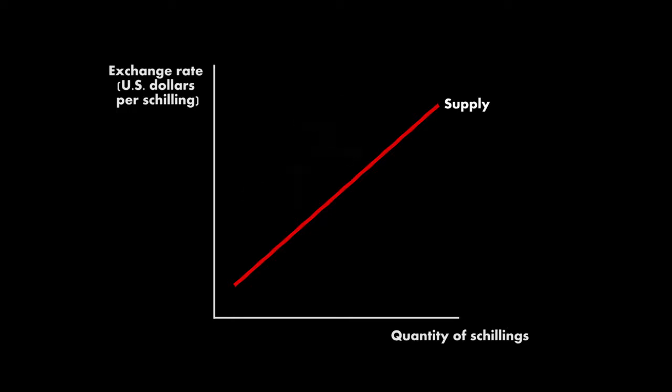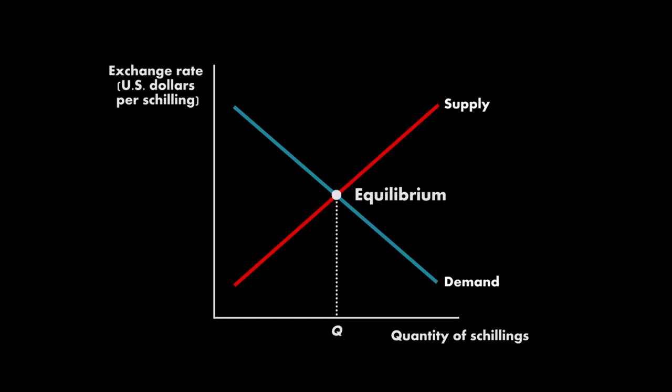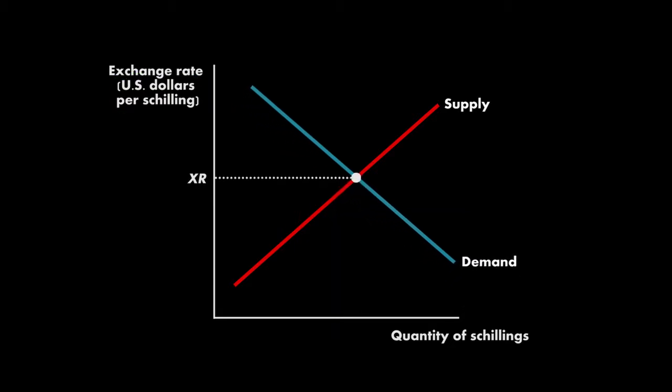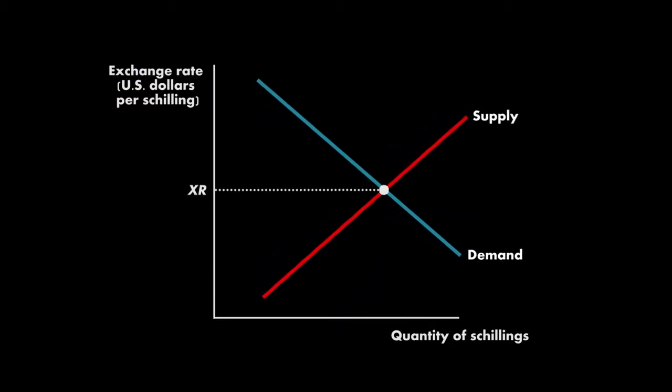And as for most goods, the quantity of shillings supplied increases as the price in dollars increases, making the supply curve upward sloping. The equilibrium of supply and demand establishes the quantity bought and sold and the market exchange rate, which is the number of dollars paid per shilling. Shifts in the supply and demand curves change the exchange rate.